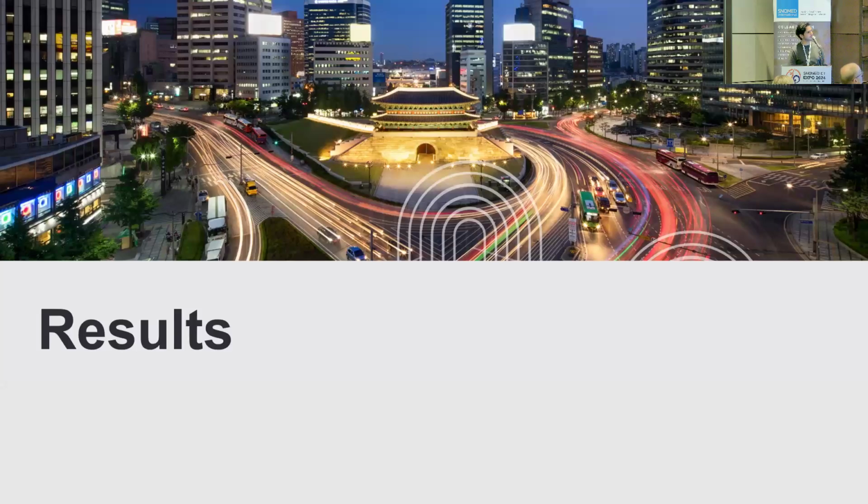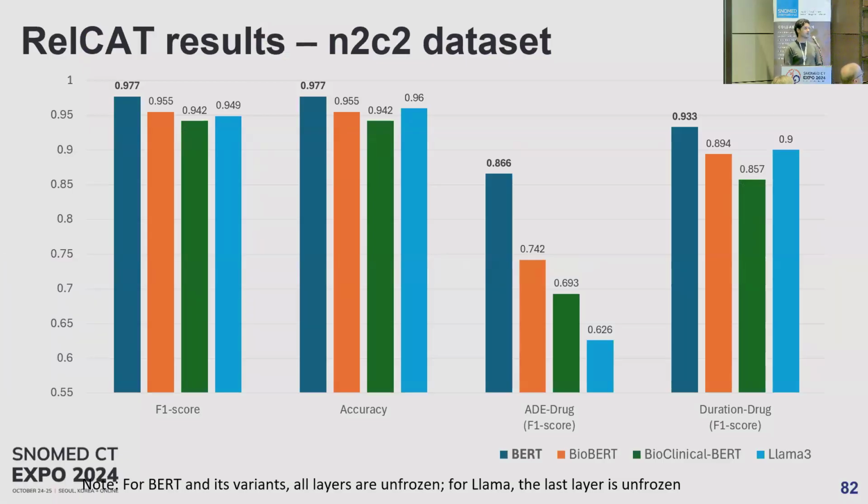Now moving on to the results. Here is the performance for the N2C2 dataset, and as you can see, for F1 and accuracy it's quite similar. The BERT model is outperforming all the other models. One thing to note here is that for BERT and its variants, we have unfrozen all layers and we are training all of the BERT layers. But for Llama, since it's a huge model, only the last layer is unfrozen. At first glance, the overall performance looks quite close. But when we dive deeper into the minority class, you see for ADE-Drug, Llama is especially struggling and BERT seems to be doing quite good.